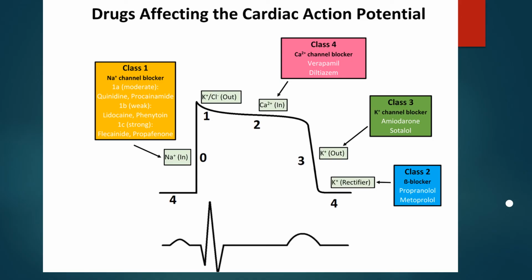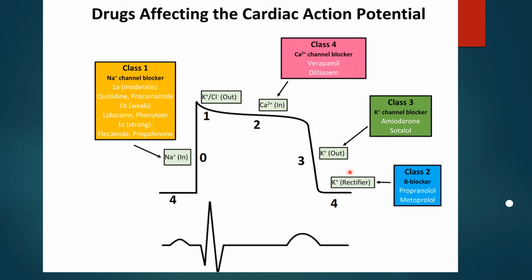Now let's see how the drugs are affecting the cardiac action potential. Class 1 are the sodium channel blockers. Sodium channel blockers will decrease the rate of depolarization. Class 1 is then divided into class 1A, B and C according to their mode of action. That is, moderately acting is 1A, weakly acting is 1B and strongly acting is 1C. 1A examples are quinidine and procainamide, 1B examples are lignocaine and phenytoin, and 1C is flecainide.